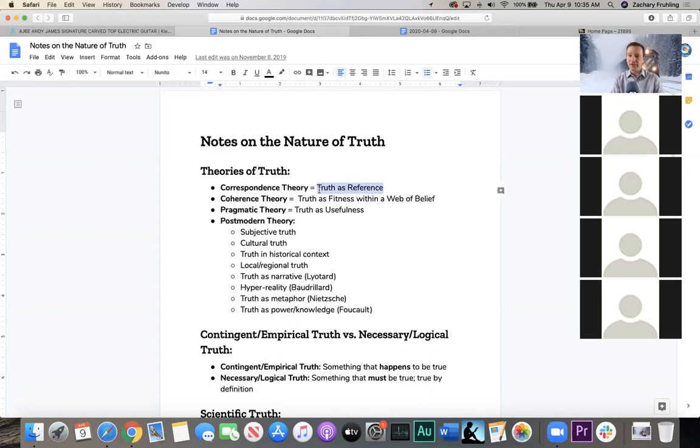Basically, it means truth as reference, that something is true if it refers to the thing that it's supposed to correctly refer to. You know, the example I would use in class, you guys know me by now, is I'd use my coffee cup. If my coffee cup is on the desk, if I have a sentence, my cup is on the desk, that's true if and only if the cup is on the desk, right? If that sentence refers to a true state of the world, then that sentence is true.